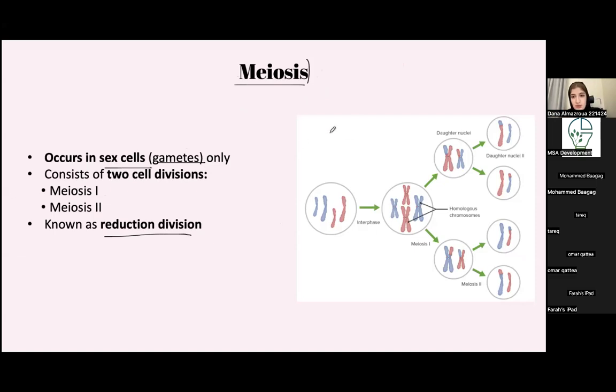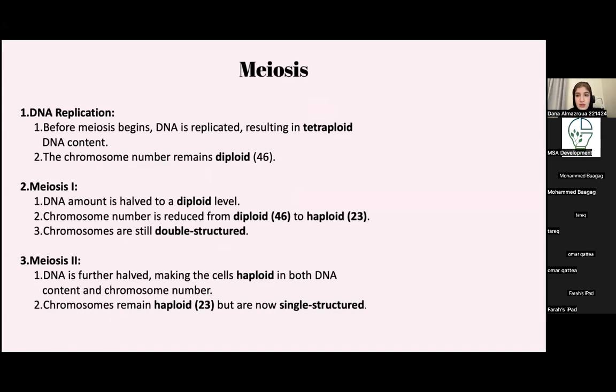The reason it is known as reduction division is that we start with 46 chromosomes, but we end up with 23 chromosomes. So we have reduced the number of chromosomes from 46 to 23. We're going to explain the details of how this happens in the upcoming slides, inshallah. There are three major things happening in meiosis. Just like mitosis, DNA replication happens prior to going through meiosis itself. So before meiosis begins, DNA is replicated, and this happens during the S phase of the interphase, which results in tetraploid DNA content, which means we have 92 chromatids so far, just like mitosis.